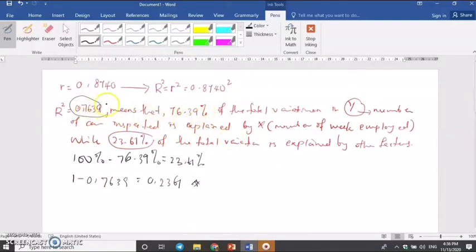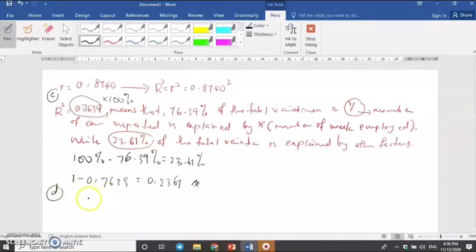So that means 76.39%, which is this one. In terms of percentage, you just times with 100 and then you dapat percentage of the total variation in Y, which is number of car inspected, is explained by X, which is the number of week employed, while 23.61% of the total variation is explained by other factors. Okay, so ini adalah untuk our answer for C, and then move to D.